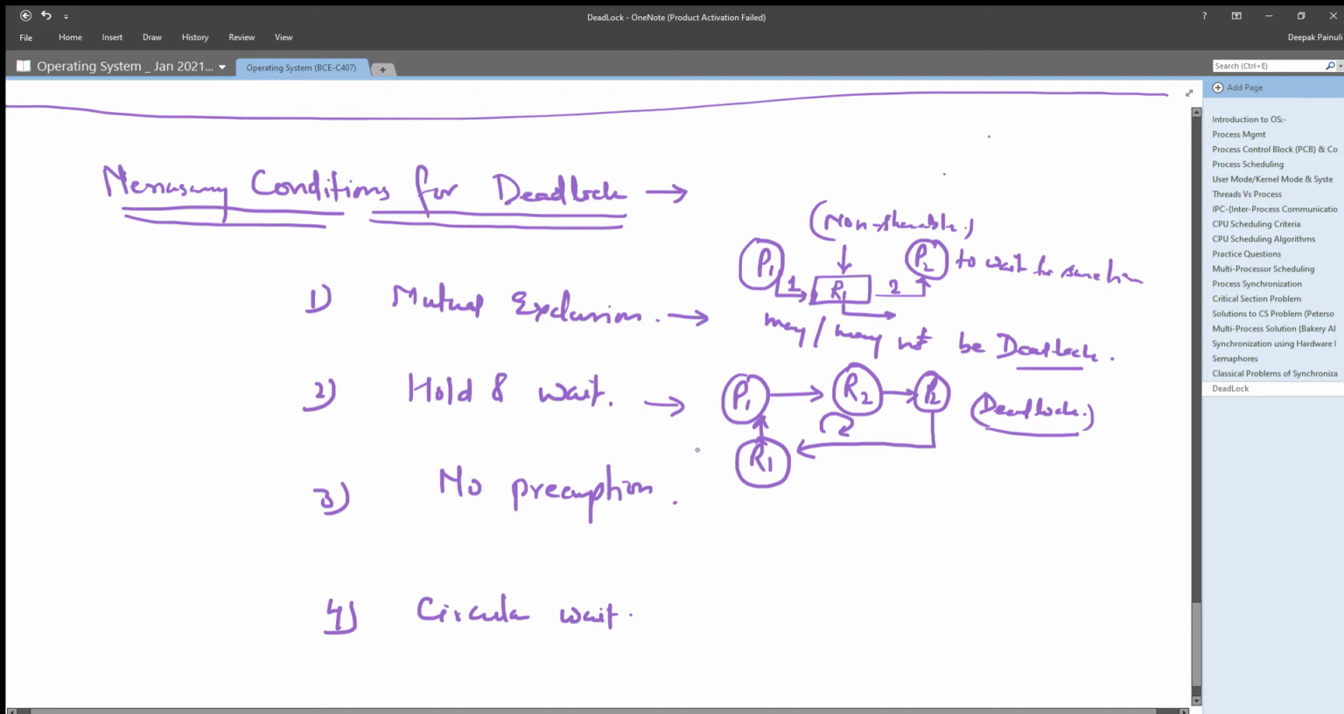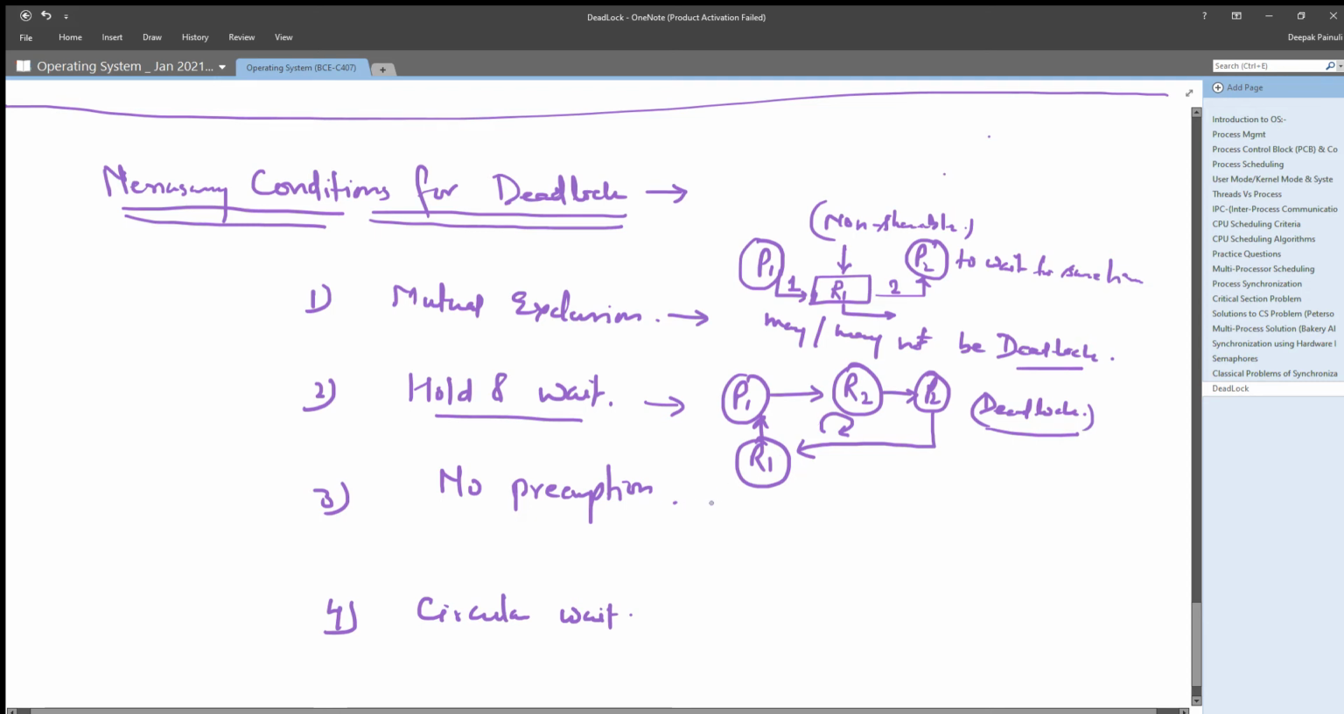And as we said above, if only this condition appears in the system separately, then we cannot say that this will be a deadlock for sure, right? But if this condition also holds with the rest of the three conditions, then it is sure that there will be a deadlock in the system, right?